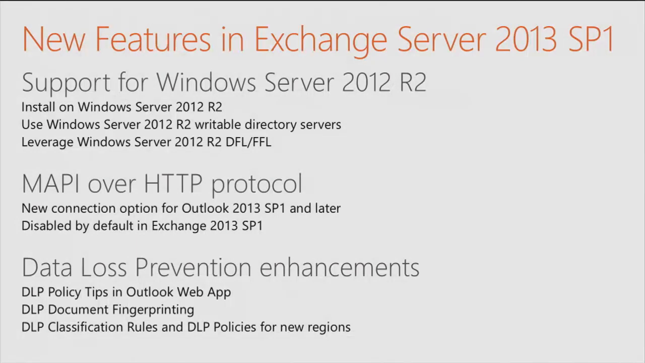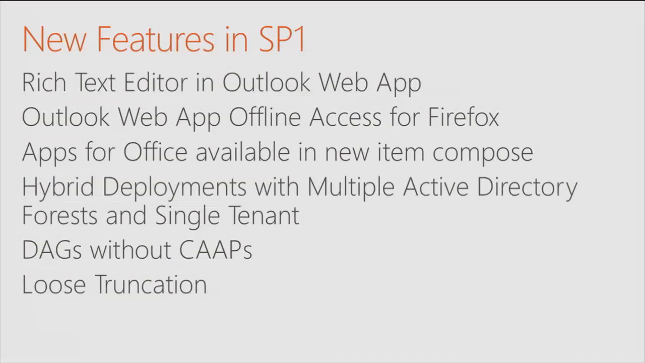communications. And then the data loss prevention enhancements, I would hope all of you are familiar with that. We did some stuff in the keynote to talk about it, and we've been talking about it in the Garage series and on the blog for a while. We've got some great new features there, including policy tips in OWA, document fingerprinting, which is a fantastic way to add new secure information sets to DLP, and the classification rules and policies for some of the new regions.